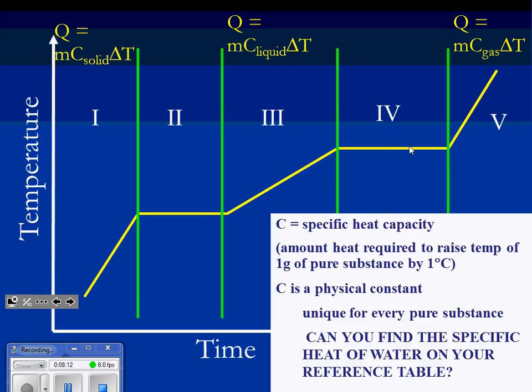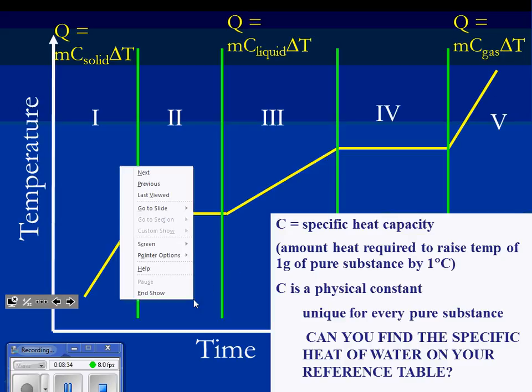Here's a straight line, a flat line. Do I have any change in temperature? No. Notice I don't have the mc delta T up there. Here we go now into the gaseous phase. And once again, I am changing temperature. I am getting a greater temperature. So mc of the gas delta T is equal to the energy.